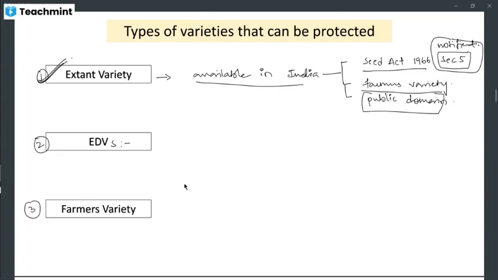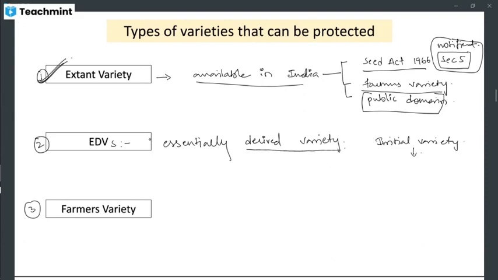And then coming to the second type, it is your EDVs. EDV is nothing but, please note down, an essentially derived variety. So the name itself indicates that it is a derived variety, which means initially a variety was present, but from this variety there is a certain type of the same variety which is derived based on our importance. So essentially it is a derived variety.